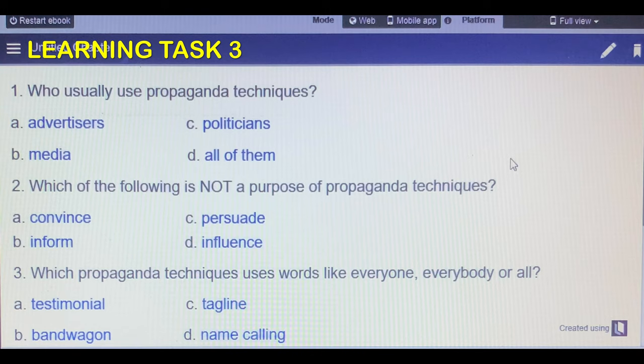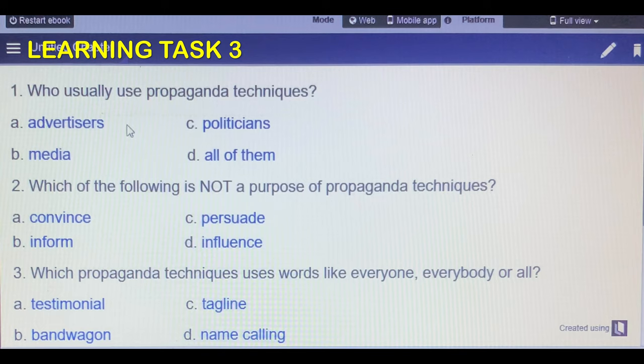A. Convince. B. Inform. C. Persuade. Or D. Influence.